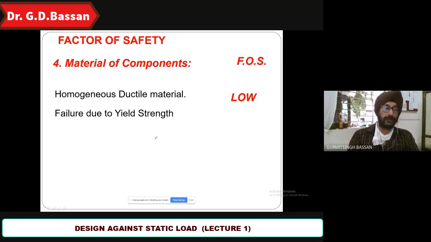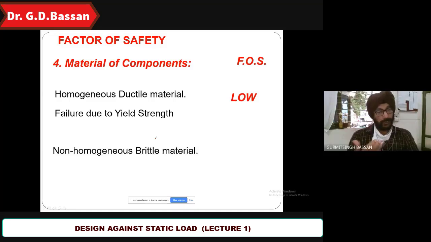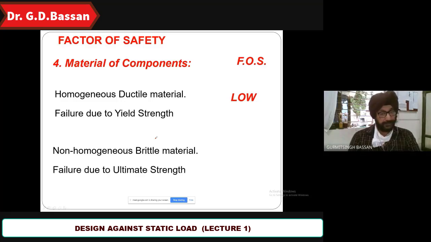The second one is non-homogeneous. That is nothing but the brittle material. How does the failure take place? By the ultimate strength. Failure is due to the ultimate strength. So in that condition, we have to consider the factor of safety as high.